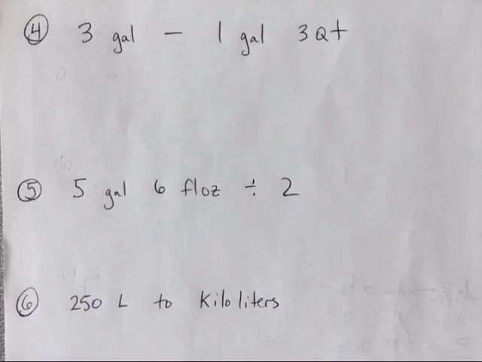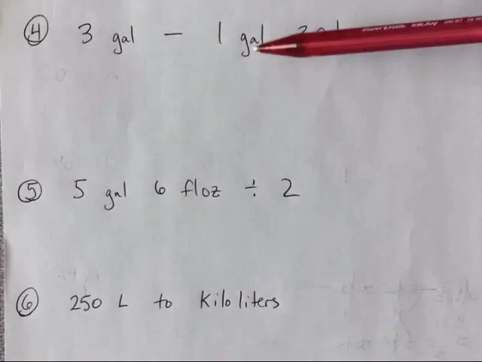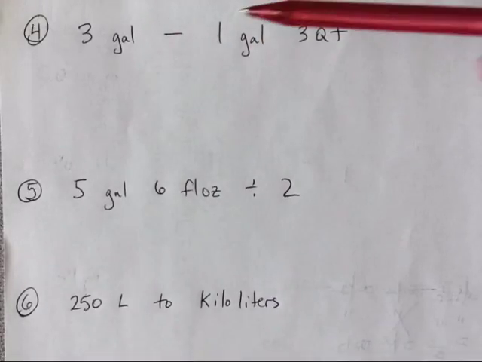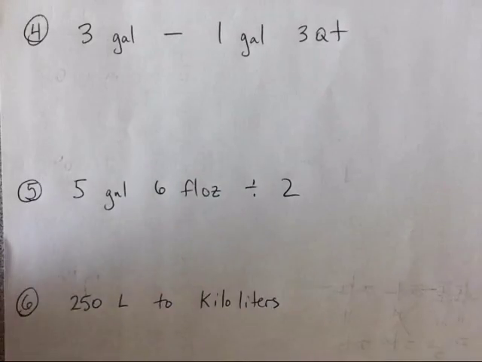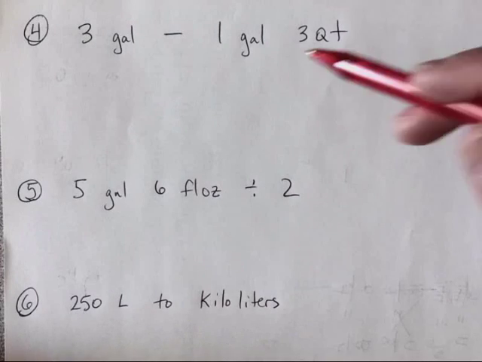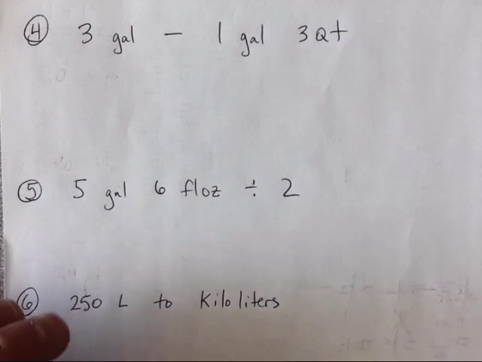Alright, so some subtraction problems. This is another one of those borrowing problems. Notice that I can subtract 3 gallons and 1 gallon, but I can't subtract 3 quarts from 0 quarts without getting a negative, and that really wouldn't make any sense because 3 gallons is larger than 1 gallon's 3 quarts, so it shouldn't be a negative answer.